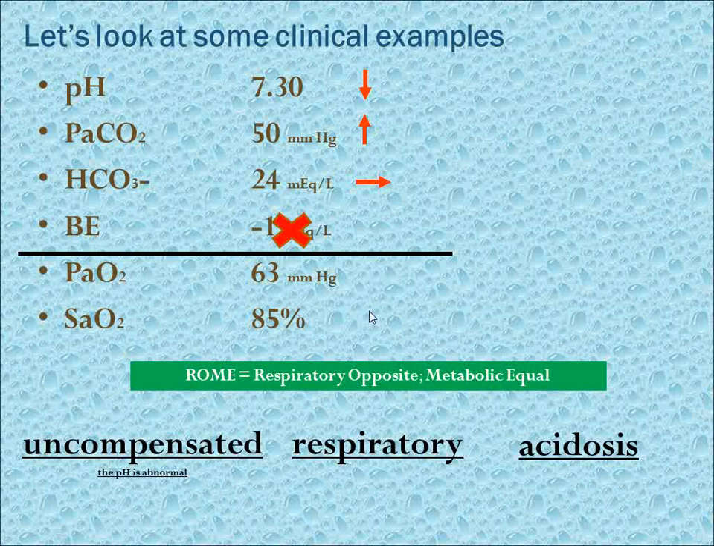And when we look at the PaO2, we see it's 63. Normal is 80 to 100. This patient has a low blood oxygen level, and it's definitely confirmed by the oxygen saturation of 85, because it should be at least 90. So we can now completely label this ABG as uncompensated respiratory acidosis with hypoxemia.